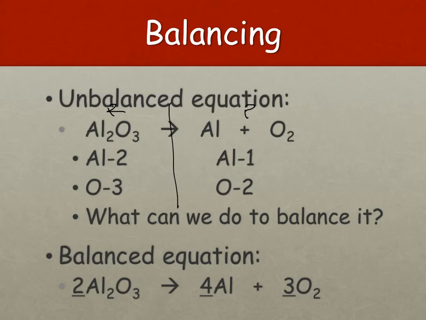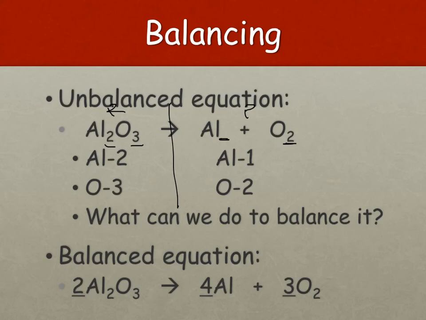On the left-hand side, I have a 2 right here, so that means I have 2 aluminums. 3 right there means I have 3 oxygens. On the right, I have 1 aluminum because there's no number written behind it, and I have 2 oxygens. Okay, so I want to figure out how to work this out. Now, keep in mind, I may end up having to change things. It's okay if I do.